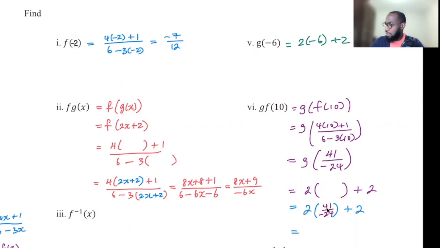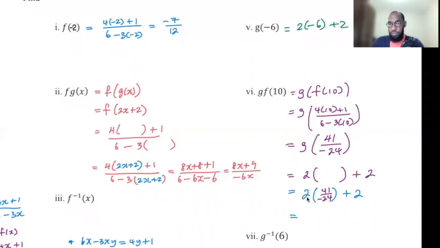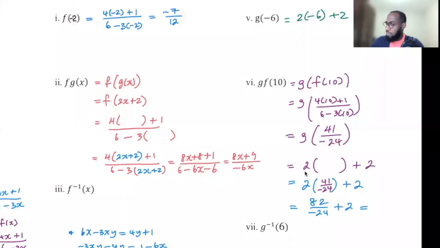All right, and we will get 2 times 41 is 82 divided by -24 plus 2. And that answer will be -17 divided by 12. That's the answer for gf of 10. Gf of 10 is equal to -17 divided by 12.